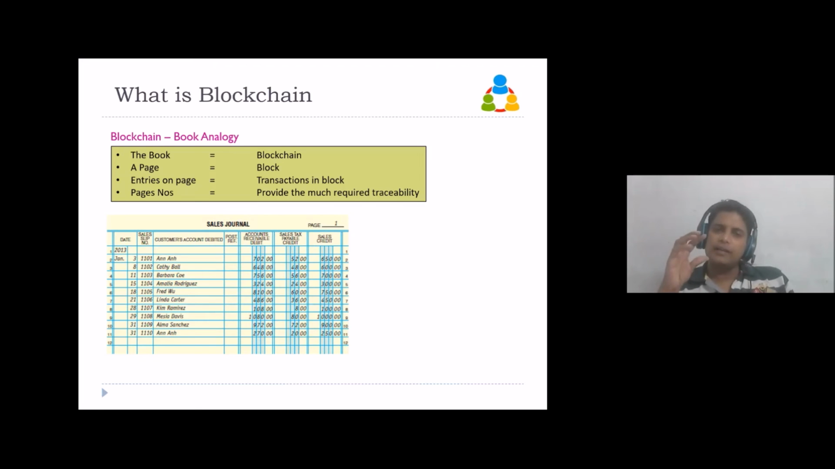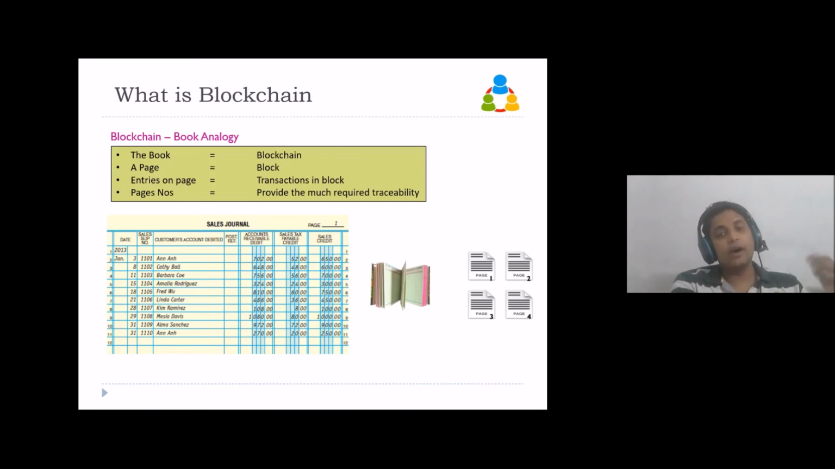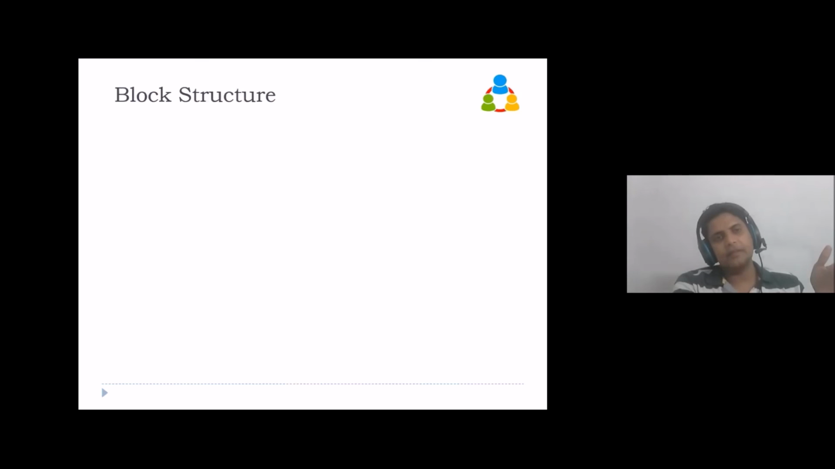So a block can be considered like this. Each line in this particular page can be considered a transaction, and the whole page can be considered a block, and obviously it will have a page number. Similarly, it will have a block number. A blockchain can be considered as a book with a lot of pages, and all the pages are connected, 1, 2, 3, 4, like that. Similarly, a blockchain will consist of multiple blocks, and each block will contain several transactions.